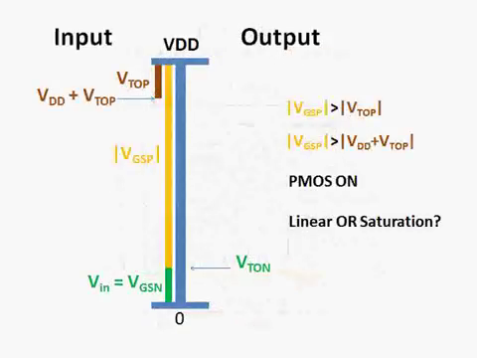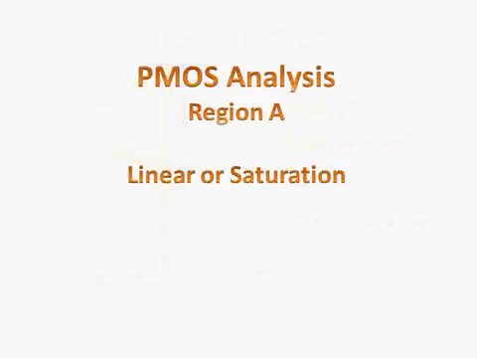By visual inspection, we can see that the PMOS gate source voltage is much greater than its threshold voltage. Therefore, we know that the PMOS transistor is turned on. Up till now, we only know that the PMOS transistor is turned on.